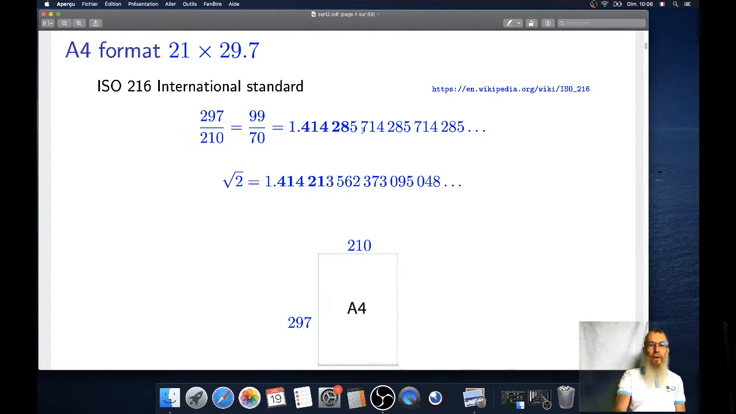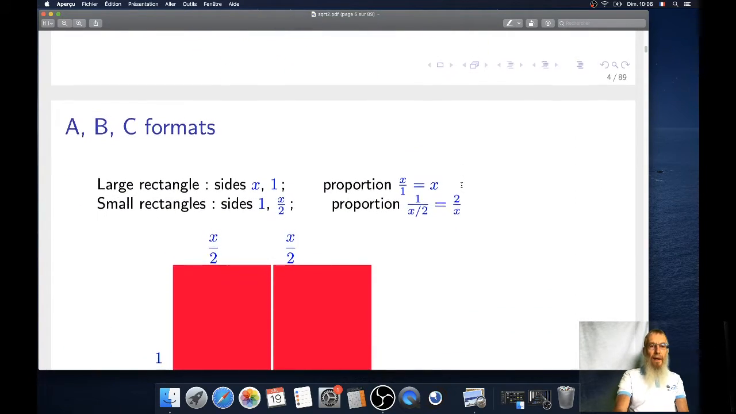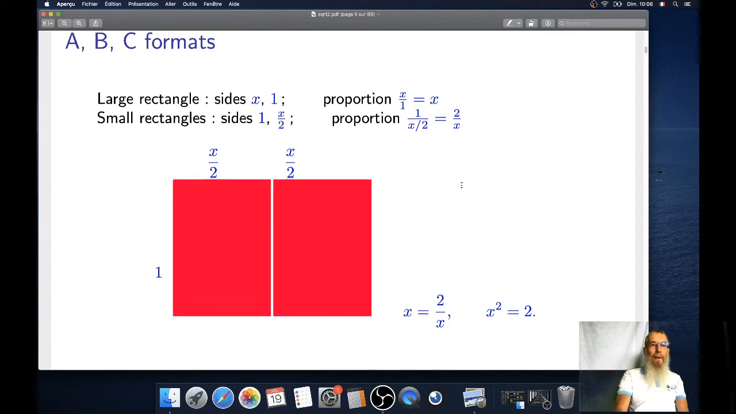And you see that the decimal expansion of this number is periodic starting from 2855714. It is what we call ultimately periodic, because it is a rational number and the square root of 2 is not. So this is the A4 paper. This is one of the formats.